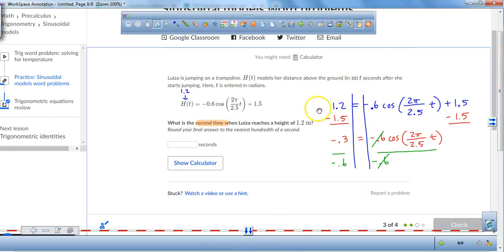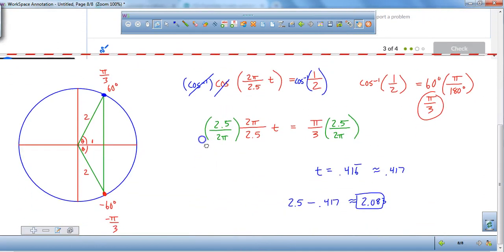Alright, I'm going to leave this right here. I found my first height. I figured out that right here was 2.5. So all I did was take 2.5 and subtract the 0.416 and I got 2.08.